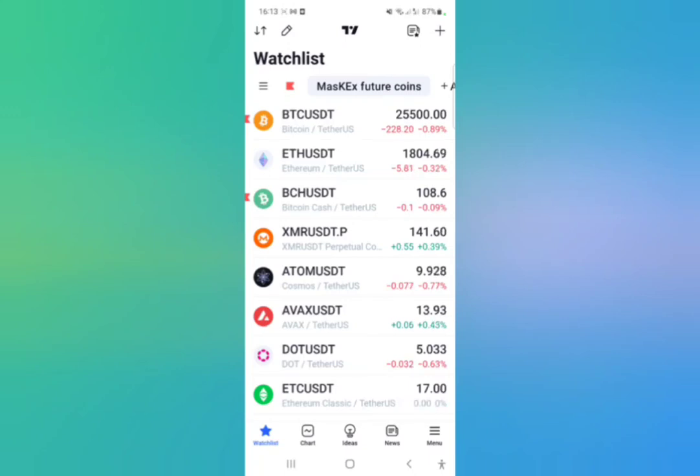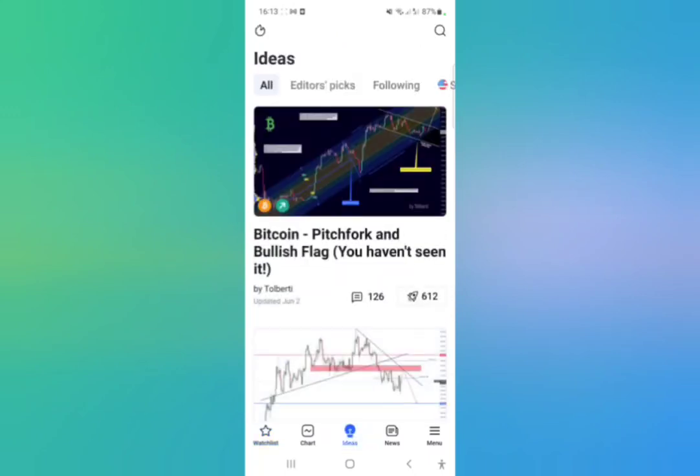So let's go. First of all, you click on ideas. There is a place you can see ideas here. So here you can see the ideas. All these ideas are on different things. So from here you can see that this one comprises all ideas, both editor's picks, stocks, crypto, forex, indices, futures, and bonds. All these things comprise the ideas.